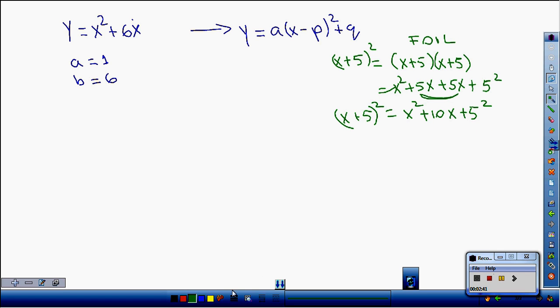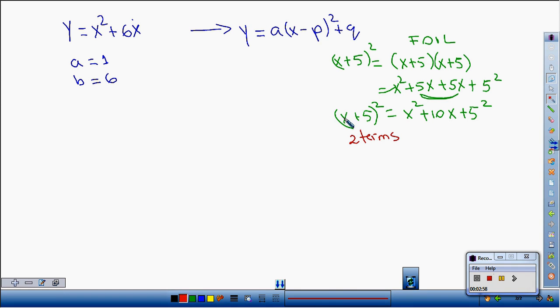Now, I want you to take a look at the bracket and the expanded form. In the bracket, we have two terms, right? The x and the 5. In the expanded form, I have 3 terms. So a perfect square will always expand into 3 terms. So I'm going from a bracket with 2 terms into 3 terms.